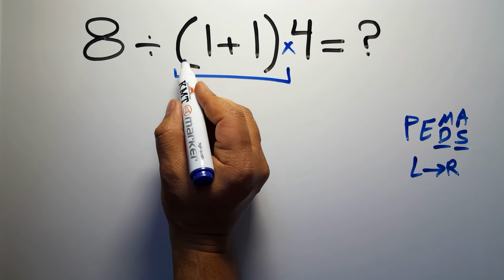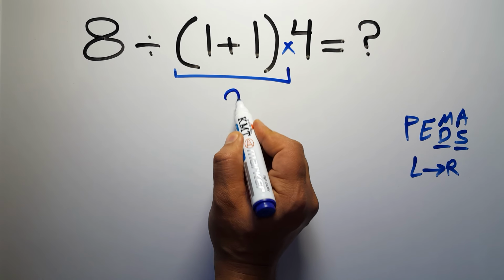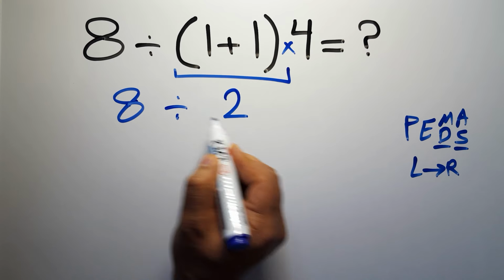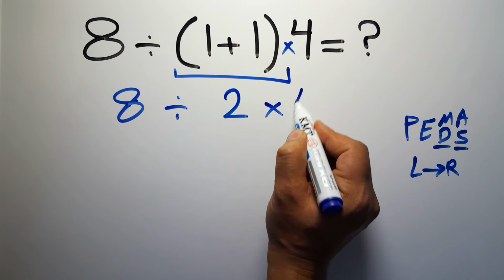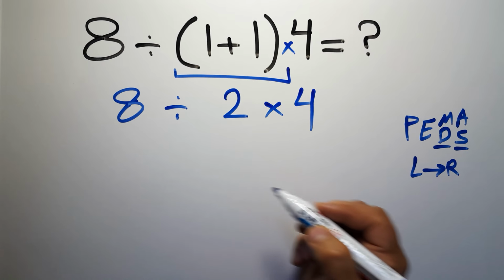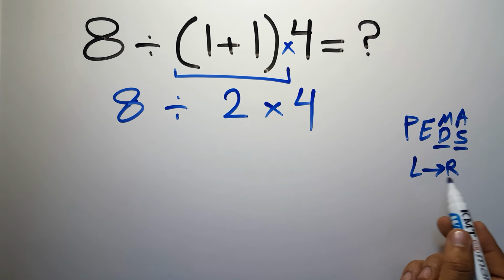So first we have to do this parenthesis. Inside this parenthesis we have 1 plus 1 which equals 2. So 8 divided by 2 then times 4. Now we have one division and one multiplication. As I said, multiplication and division have equal priority and we have to work from left to right.